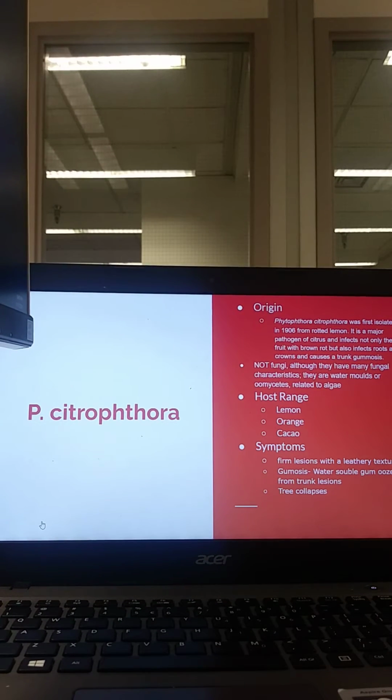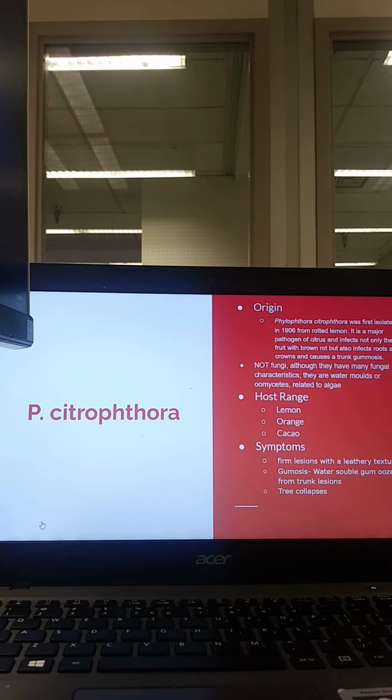To start, let's begin with some history. P. citrophthora was first isolated in 1906 from a rotted lemon, and it is native to wherever large amounts of citrus plants are grown or cultivated, such as North, Central, and South America.